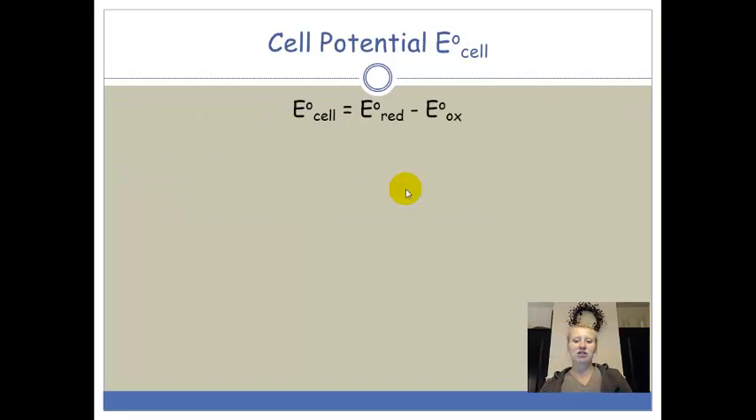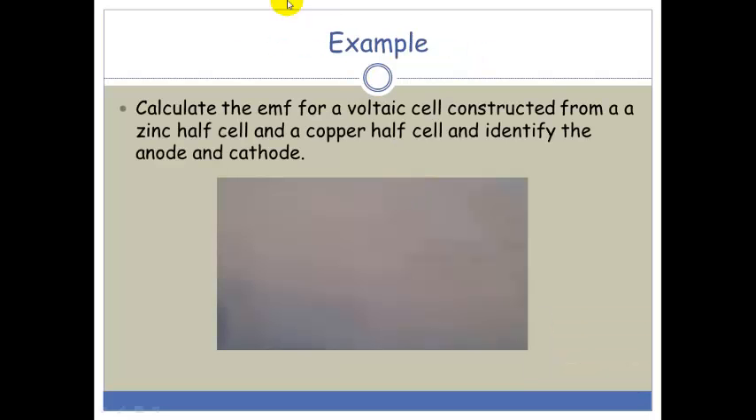Now, our cell potential is always going to be equal to the cell potential of the reduction reaction minus the cell potential of the oxidation reaction. So here's an example. Calculate the electromotive force for a voltaic cell constructed from a zinc half cell and a copper half cell, and identify the anode and the cathode.